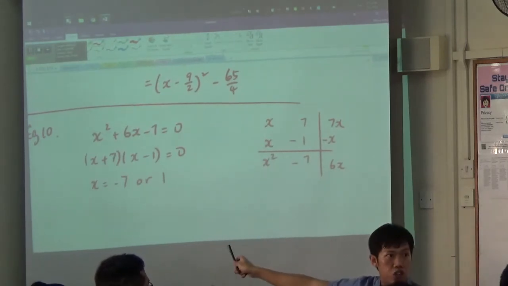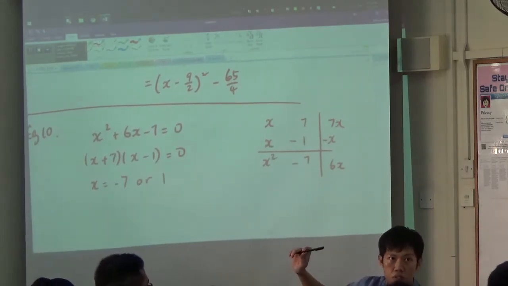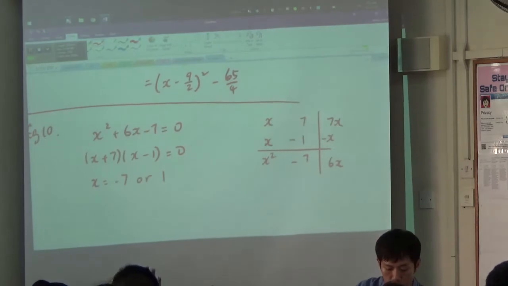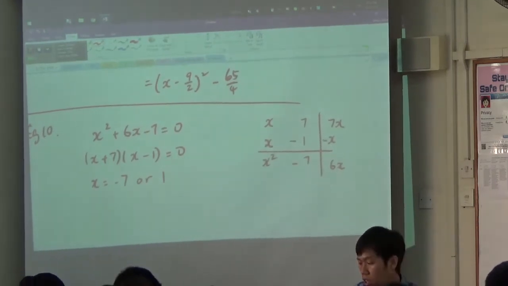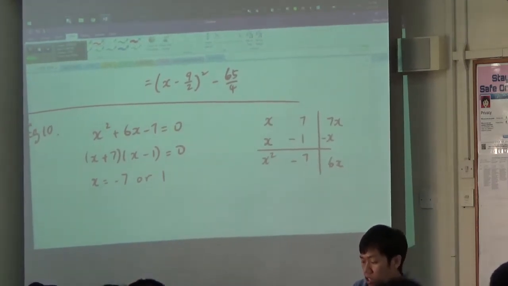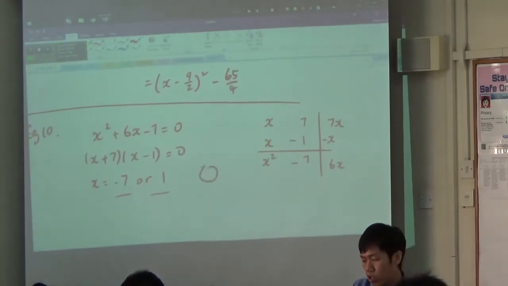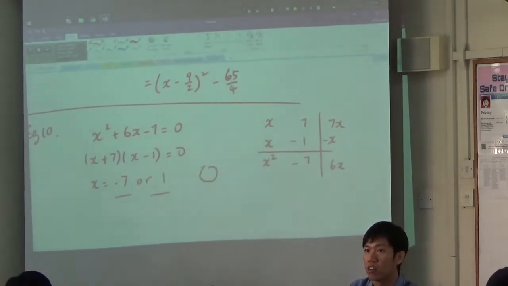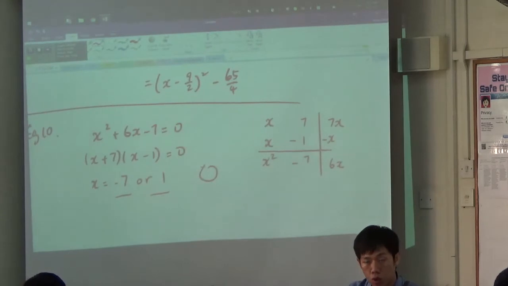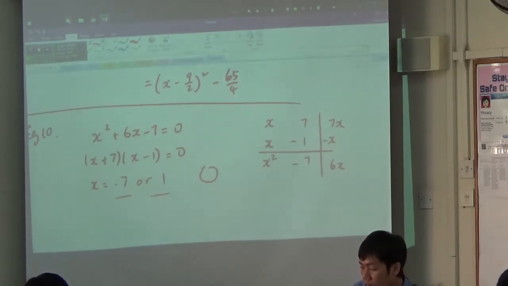What are we learning? Completing the square. What did they ask us to use? Completing the square. So if you do this during the exam, although your answer is correct, it is absolutely right, you're going to get zero for this. Do you want that? Alright, so follow the instructions. Know every single method that we're going to teach you. So we are not going to use this method anymore for this topic.